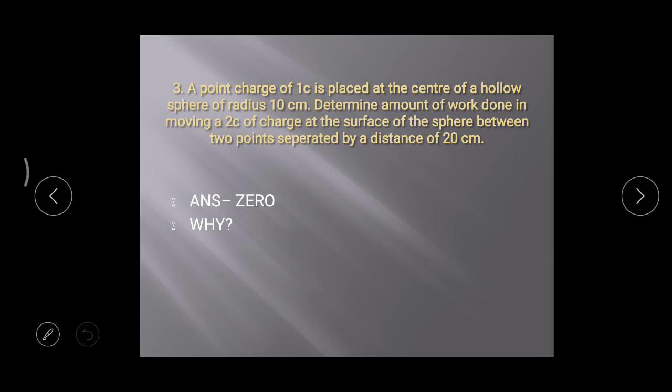So we have to determine the amount of work done on a spherical surface in moving a charge from one point to another. Since the charge is located at the center, this sphere can be assumed as an equipotential surface, and when we move the charge from one point to another on this surface, no work is done because potential is the same everywhere on this surface, so work done is zero. This is the conceptual question we can solve using the concept of equipotential surfaces.